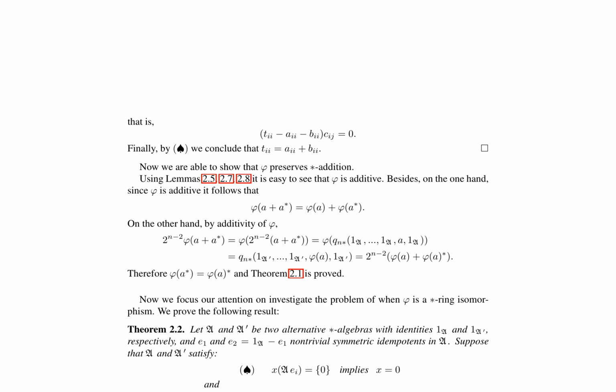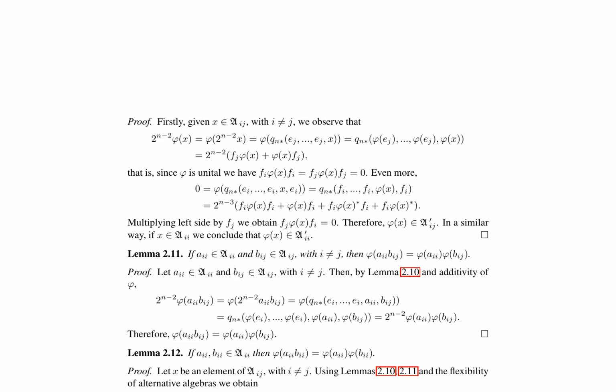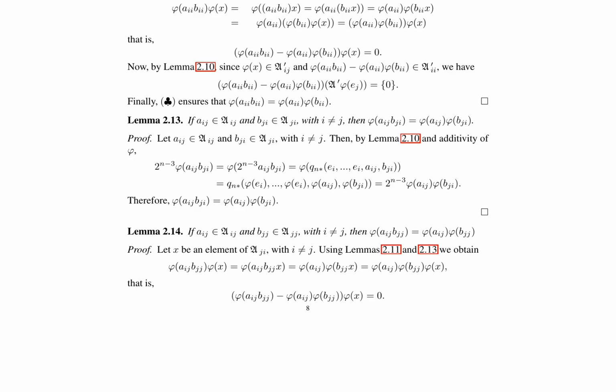It begins by presenting a theorem on the additive nature of a function phi, which is crucial for understanding the *-ring isomorphism. The authors then delve into the specifics of when phi is a *-ring isomorphism, introducing conditions such as the existence of non-trivial symmetric idempotents. They also discuss the implications of these conditions on the properties of phi, including its behavior with respect to addition and multiplication. The paper concludes by examining the behavior of phi under various transformations, including those involving idempotents and alternative algebra operations. Throughout, the authors employ mathematical equations and lemmas to support their arguments, providing a comprehensive analysis of the topic.